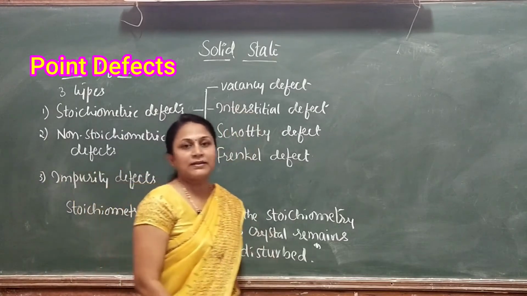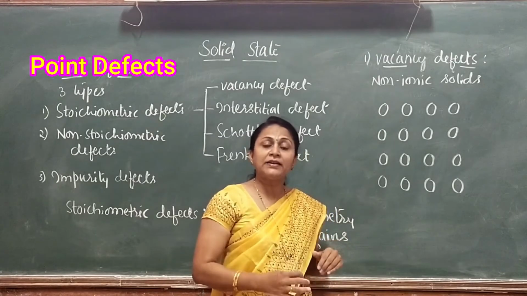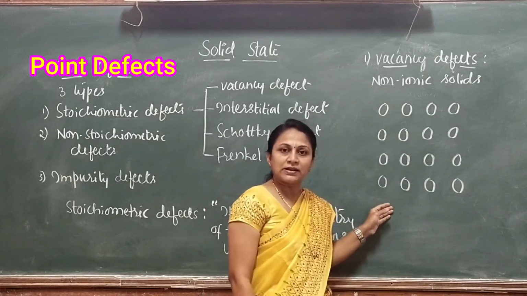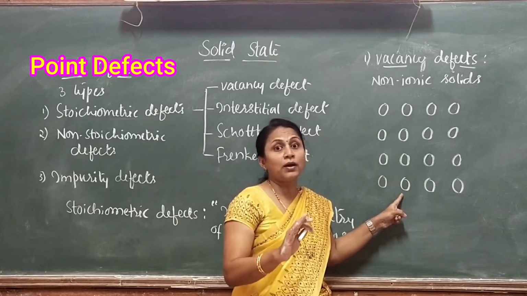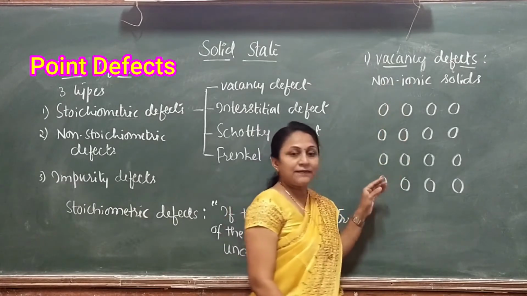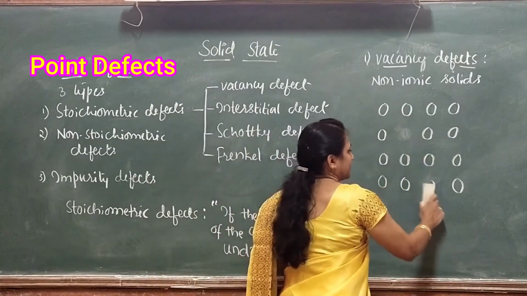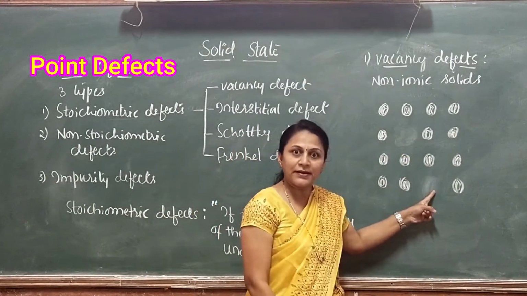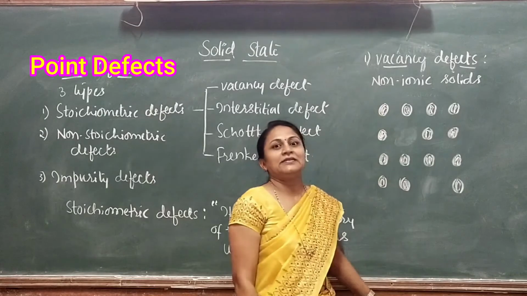The first one is vacancy defect. This is shown by non-ionic solids, and by heating the crystal, this defect may develop. Consider this, it is a crystalline solid. Now here the particles may be atoms or molecules, but not the ions, because it is non-ionic solids. Then if the particles remain vacant like this, see here, some of the lattice points are vacant, they are missing, then such a defect is known as a vacancy defect.